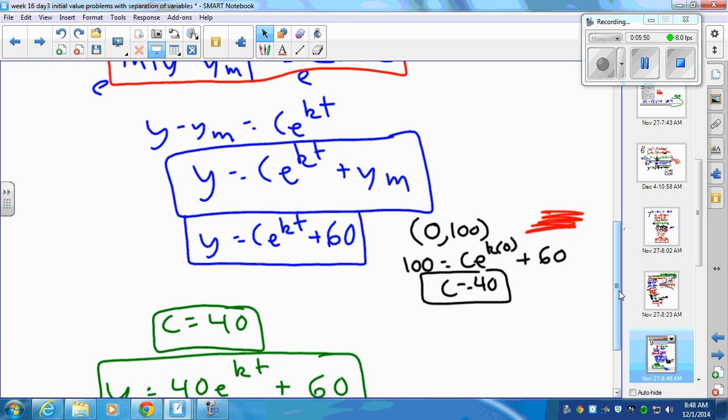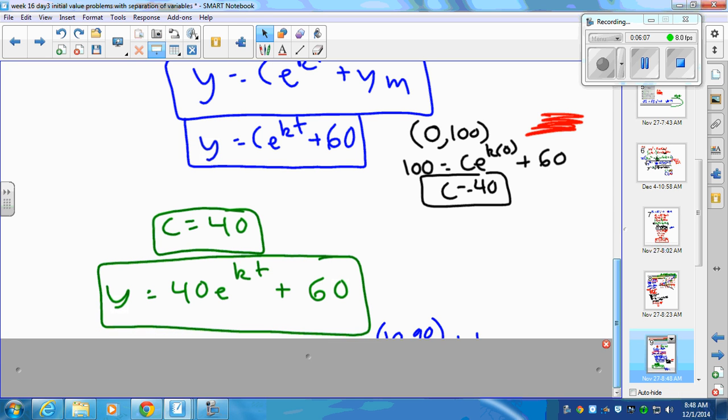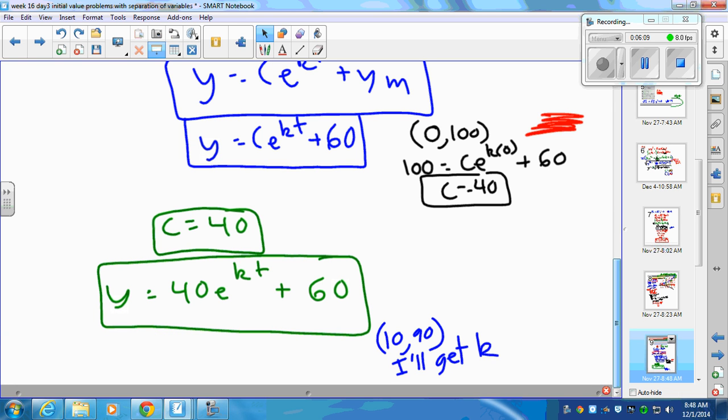So I have it this way. Realize that the 100, if you're going, wait, where'd the 100 go? Well, the 100 is basically 40 plus 60. If you put in 100 for that c, you would be saying your initial temperature is 160, which it's not. So I have this, and plug in 10, 90, you'll get the k. And then you can plug in the next point to go figure out when it will cool to 80.